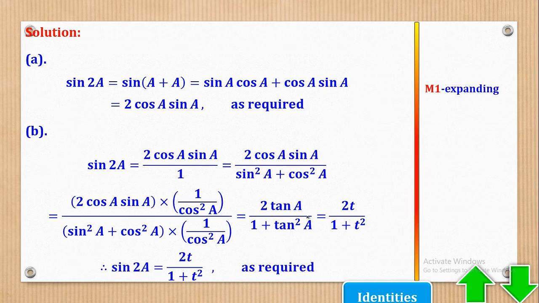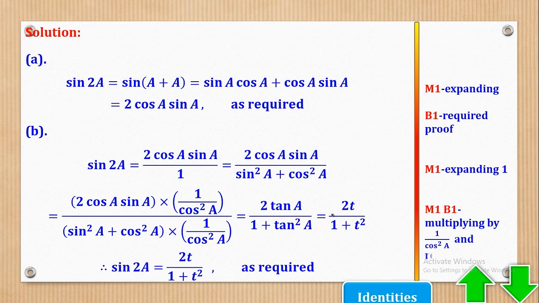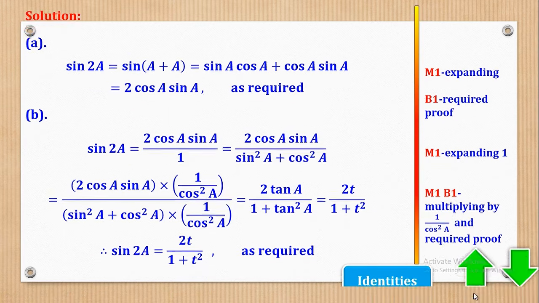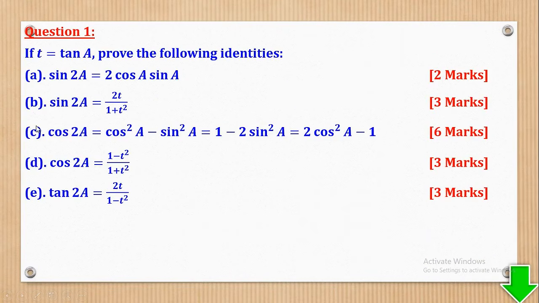So before we go to the next slide, let's see the marks for this slide. M1 for expanding using the compound angle formula, and this one is for the required proof. M1 for expanding 1, this from here to here. M1 for multiplying both numerator and denominator by that, and B1 for the required proof. So that was part B. Now we shall go to part C.